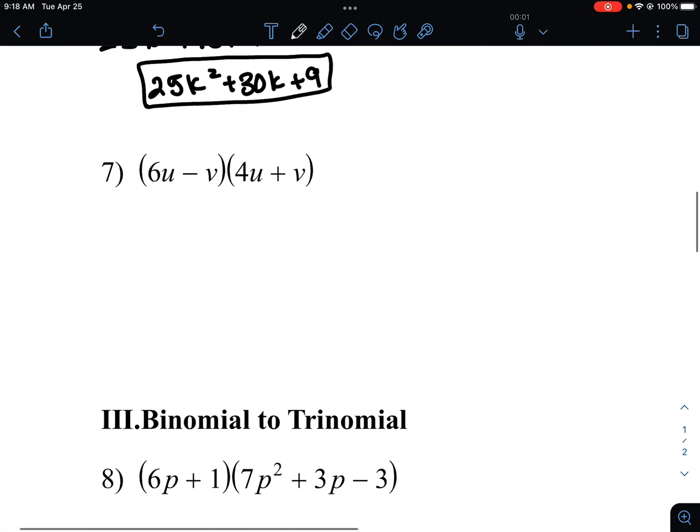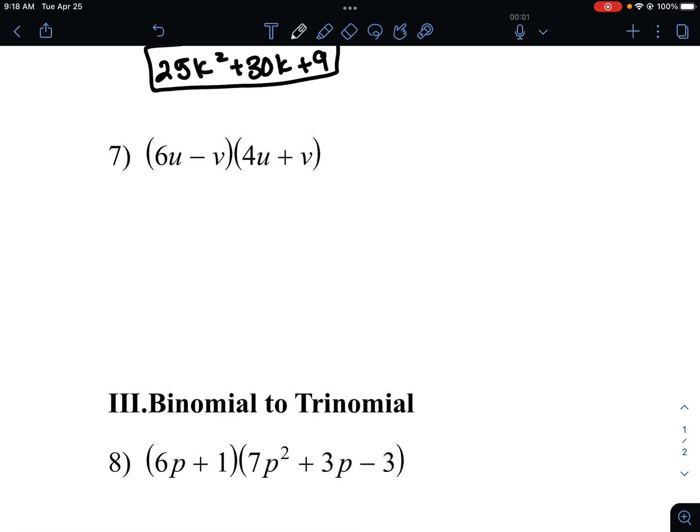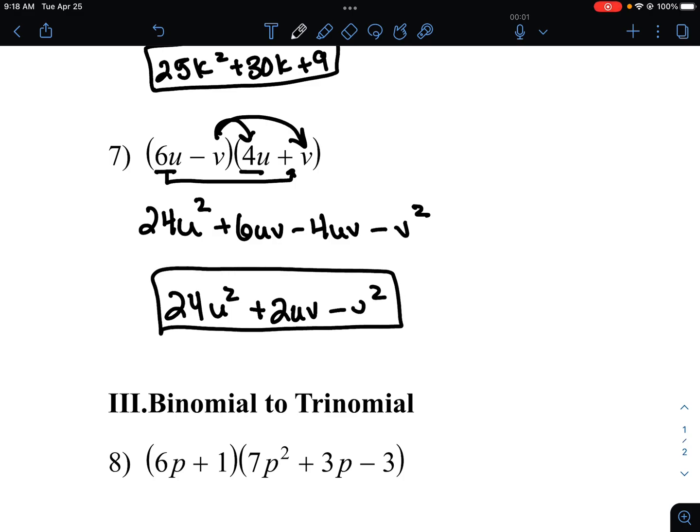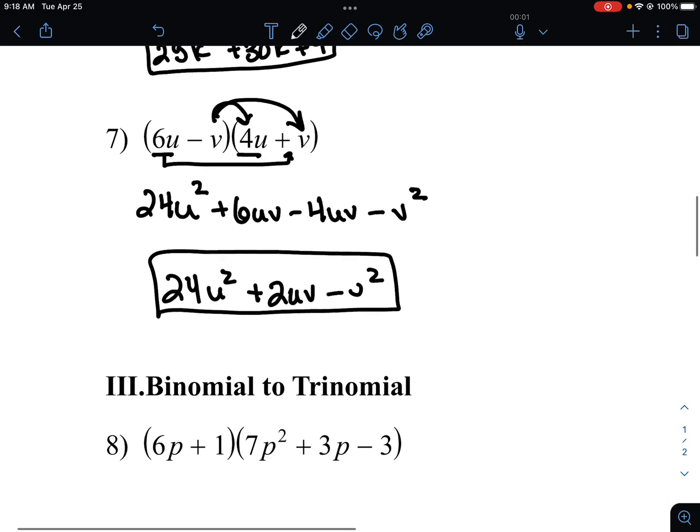And let's look at one more, okay? 6u minus v times quantity 4u plus v. So 6u and 4u, that's 24u squared. Outers plus 6uv. Inners minus 4uv. And lasts minus v squared. We can combine the UVs and get that there. So remember, FOIL, FOIL, FOIL. Sorry, actually one more example here.